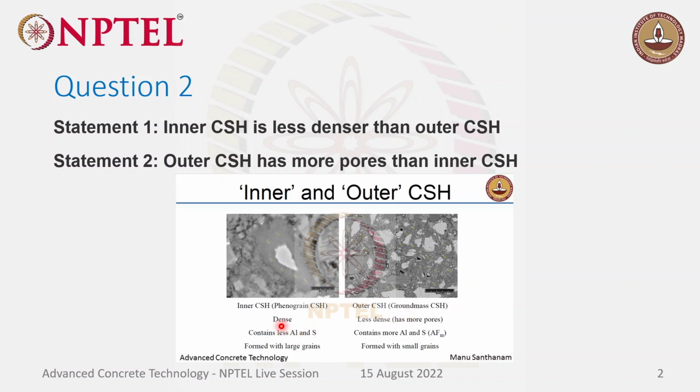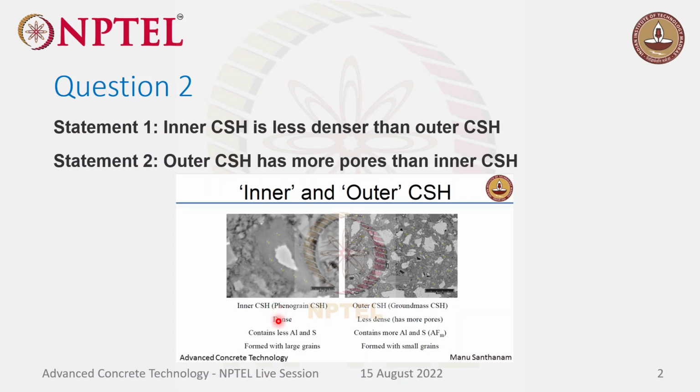Inner CSH, on the other hand, is different from this outer CSH, which is in the groundmass. Once the outer CSH is formed, water tends to diffuse through the unhydrated cement grain and forms the reaction product in place, which is called a topochemical reaction. It does not move; the water diffuses from the outside to the inside, and then it forms hydration products. That is called inner CSH. It's called phenograin CSH as well.